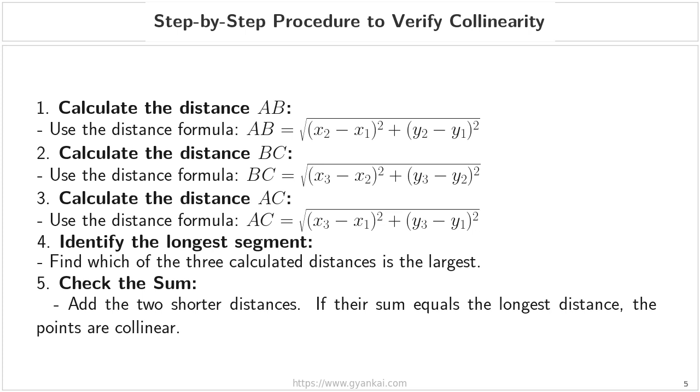Finally, step 5. This is the moment of truth where you check the sum. Take the two shorter distances you calculated and add them together. If their sum is exactly equal to the longest distance, then you have proven that the points are collinear. If the sum is greater than the longest distance, then the points are not on a line, but instead form a triangle. We will put this exact procedure into practice in the next slide with a worked example.